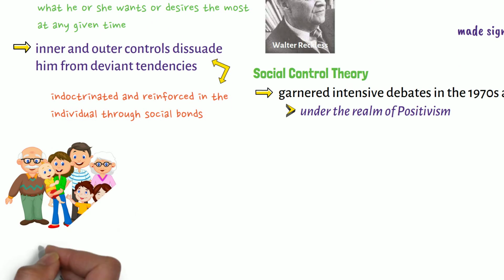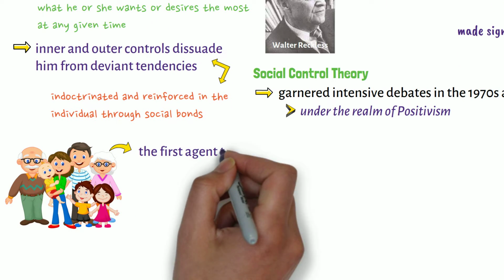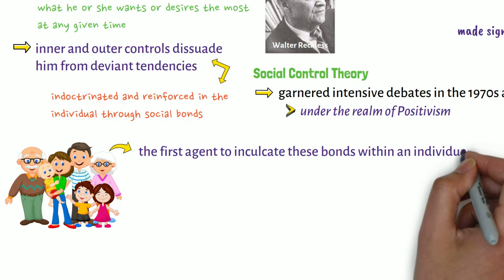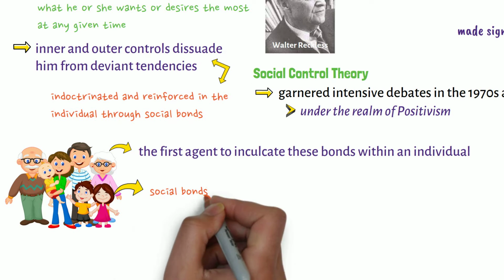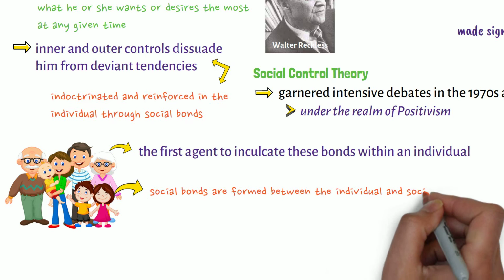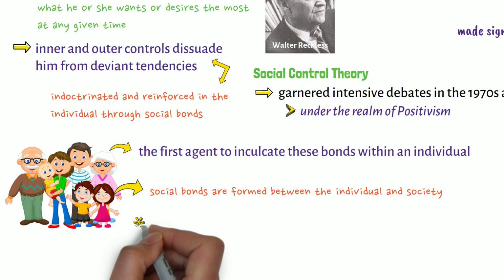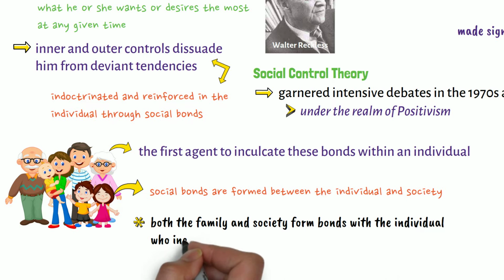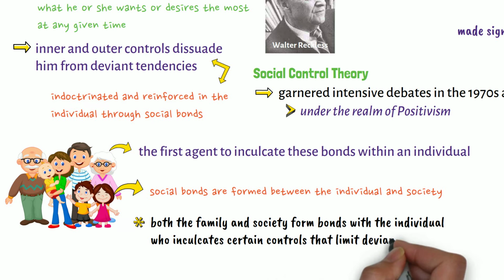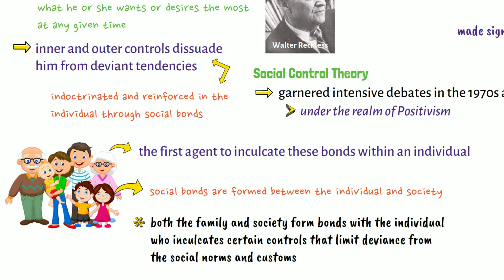Usually, the family is the first agent to inculcate these bonds within an individual. Beyond the family, social bonds are formed between the individual and society. Thus, both the family and society form bonds with the individual, who inculcates certain controls that limit deviance from the social norms and customs.